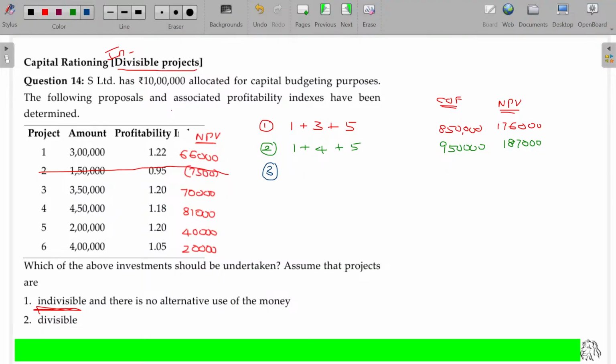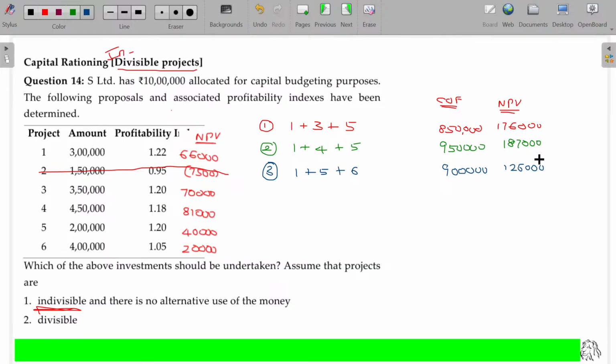We'll now move on to the third combination. Try to change the last one. 1, 4, 6 is not possible. Then remove the 4 also. Directly go for 1, 5, 6. 3 plus 2.5 plus 4 lakhs, possible. I am in need of 9 lakhs. What is the NPV for these 3 projects? 1,26,000. You understand this? I start from the first, second, third and just replace the last one.